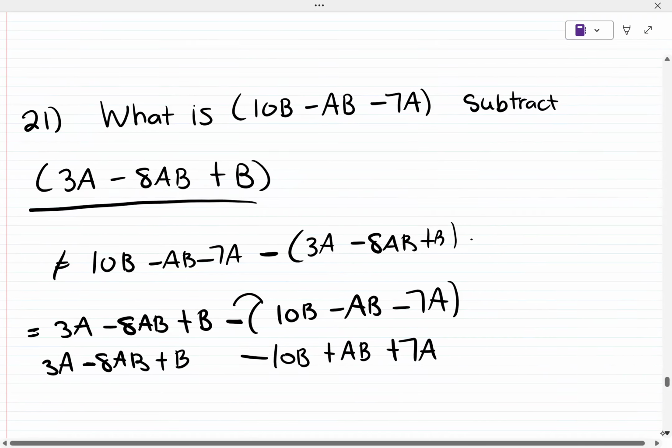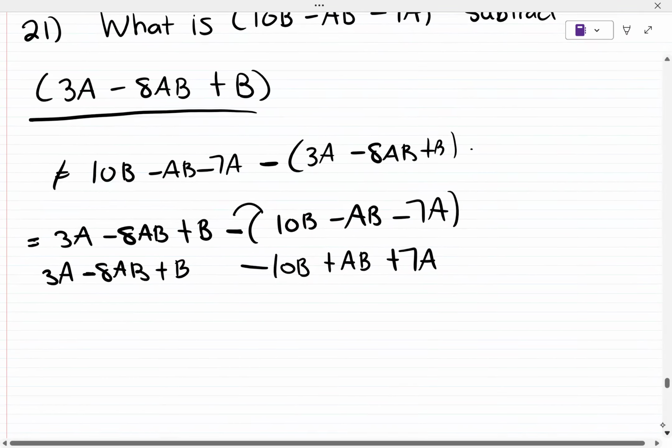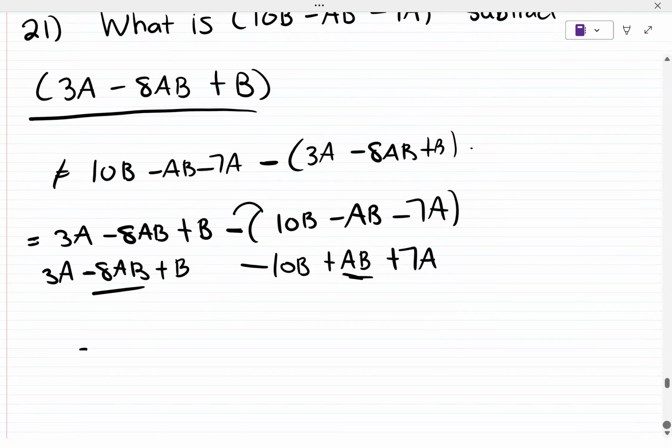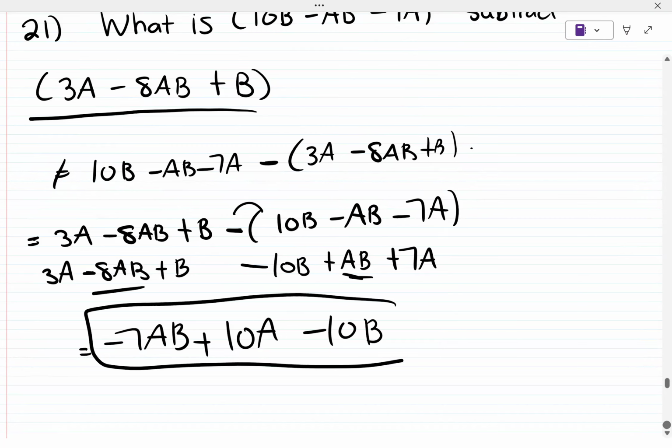And then when you collect like terms, let's see, you have a negative 8ab and a positive 1ab. That's going to be negative 7ab. And then you have this 10a, and then you have this negative 10b. Okay, that is your final answer.